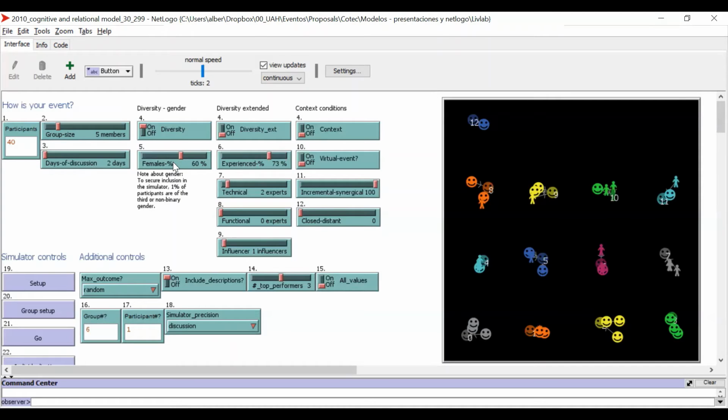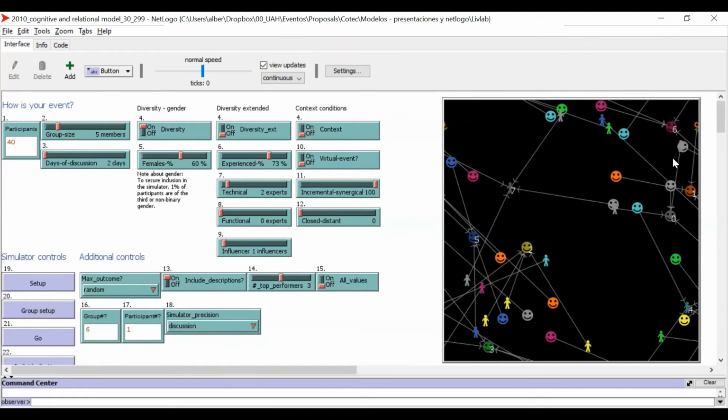What we cannot do in reality is set up these features so that we can run 10, 20, 50 events like this one. We can do that with the simulator. We just click setup. The simulator creates this number of participants, 40, and links them in the groups that we have forced to create.